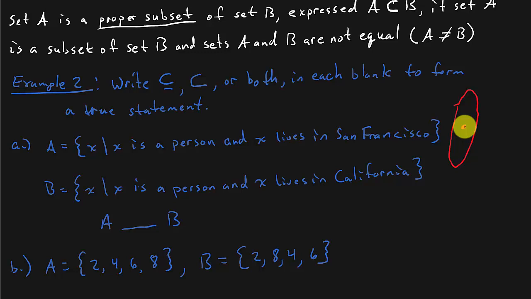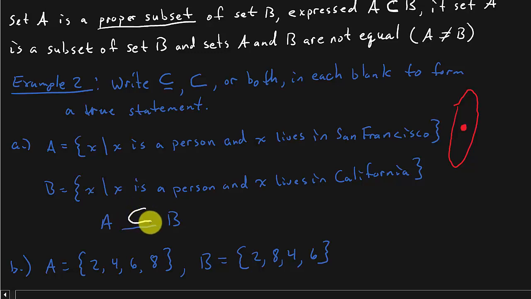So let's look at this. If the person lives in San Francisco, then that means they're also in California, right? So every person in San Francisco is also in California. So is this a subset, or is it a proper subset? Do I use this one or just this one? Or do I use both?